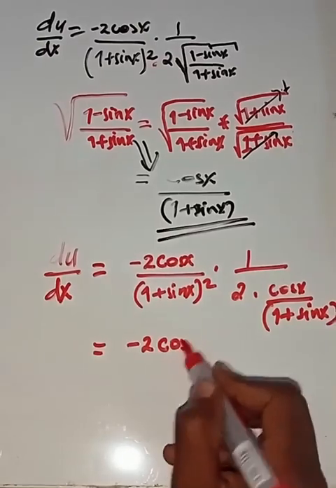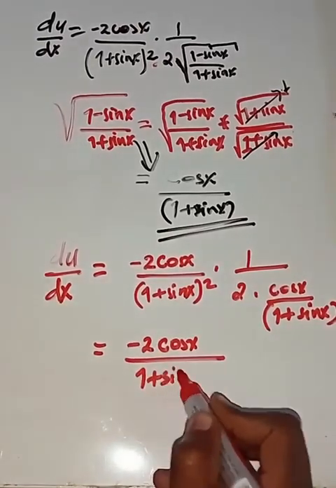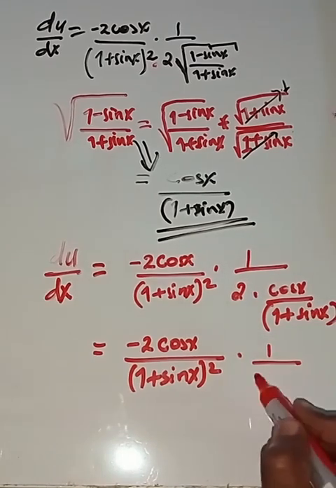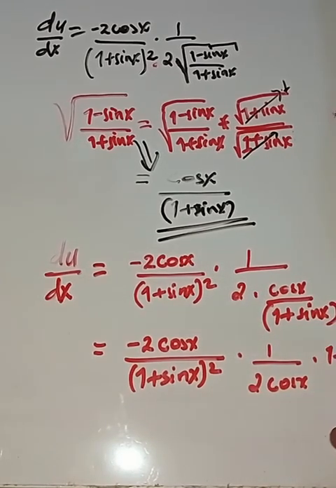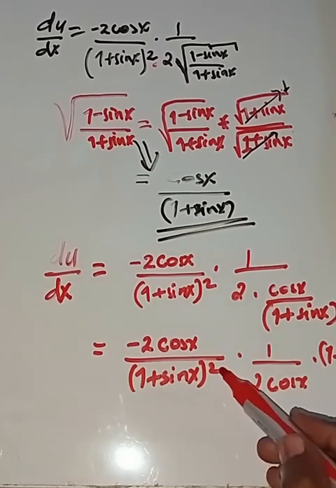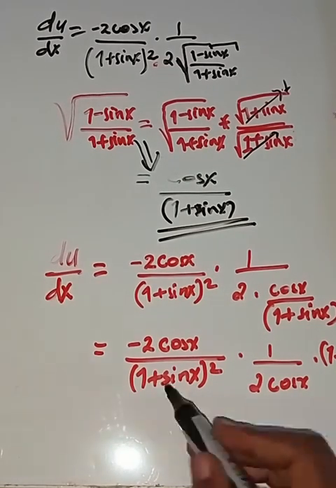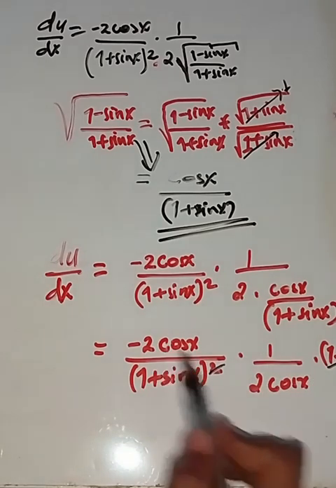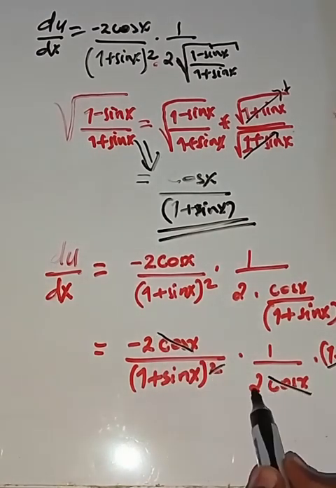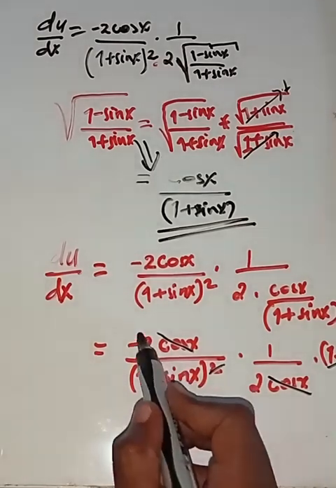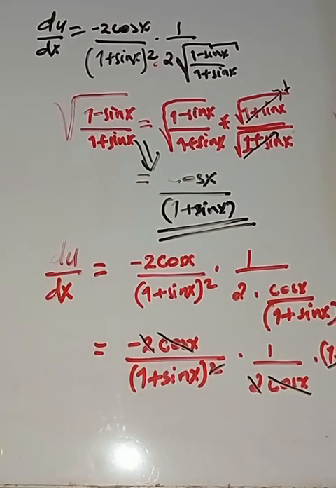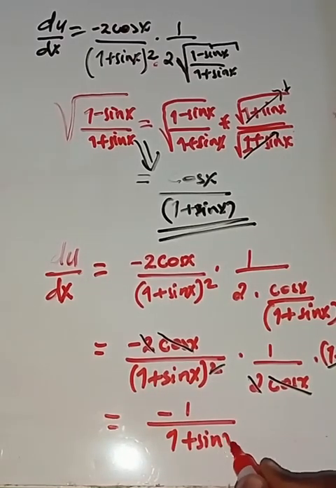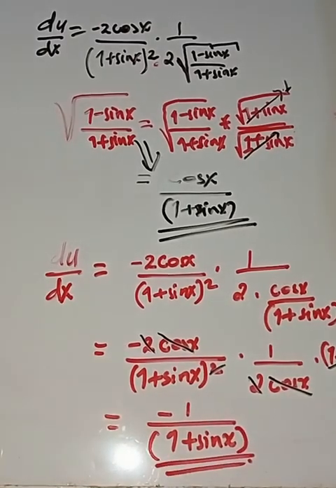So we can rearrange this equation as negative 2 cos x over (1 plus sine of x) the whole squared, times, we can rearrange this one as 1 over 2 cos of x times (1 plus sine of x). So this one is cancelled out. This is 1 plus sine x, this is 1 plus sine x, so the 1 plus sine x cancels out, so this square is cancelled again. Then we have cos of x and cos of x, we can cancel those. Again, we have 2 and negative 2, so negative 2 over 2 is equal to negative 1. So what's left for us is negative 1 over 1 plus sine of x.